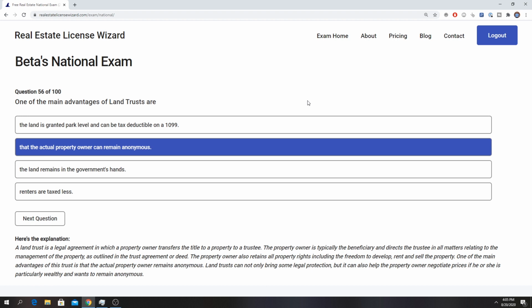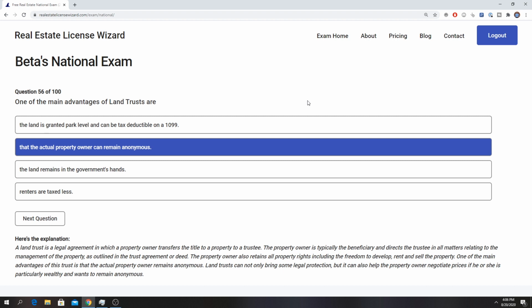So, a land trust is a legal agreement in which a property owner transfers the title to a property to a trustee. So the property owner is typically the beneficiary and directs the trustee in all manners relating to the property, as outlined by the trust agreement or deed. The property owner also retains all property rights, including the freedom to develop, rent, and sell the property. However, one of the main advantages is that the actual property owner can remain anonymous.